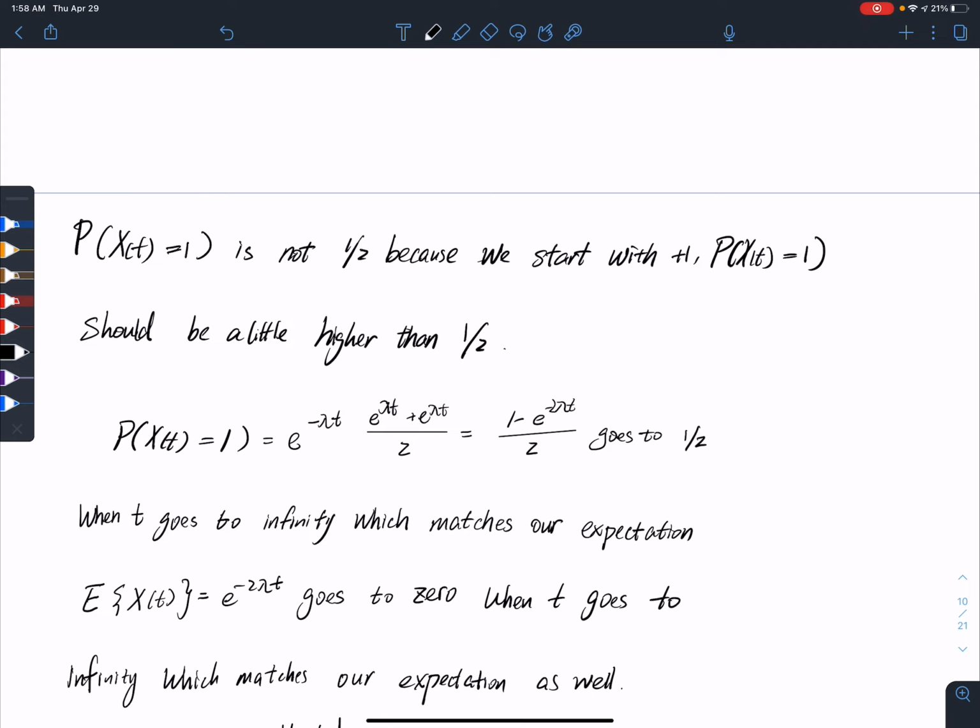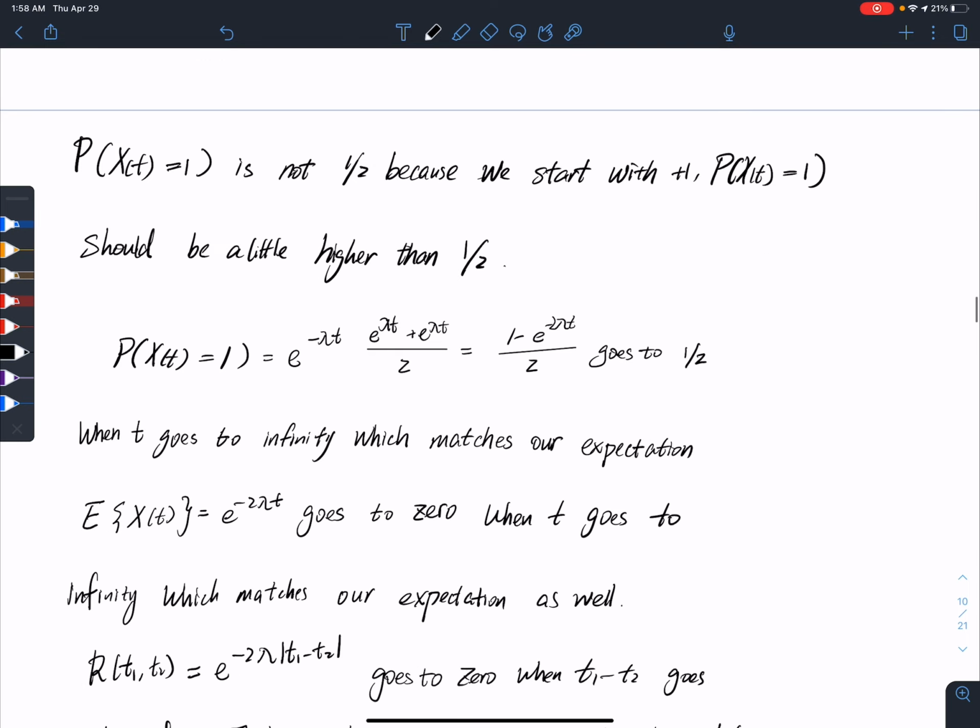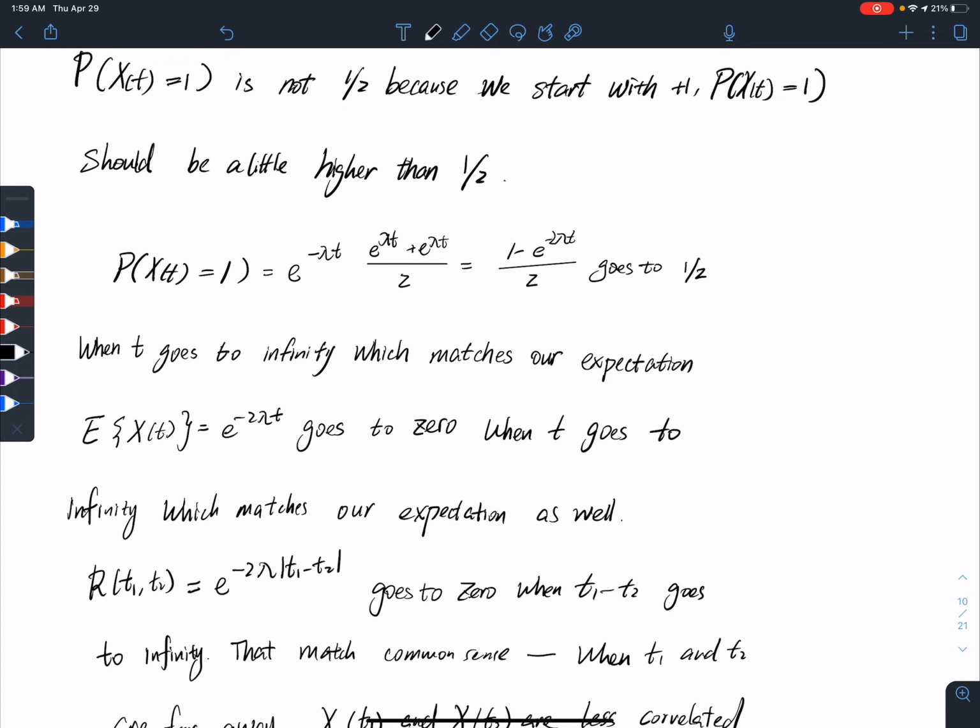The probability x(t) equal to 1 is not 1/2 because we start with positive 1. The probability of x(t) equal to 1 should be a little higher than 1/2. Probability x(t) equal to 1 equals e to the power negative lambda t times (e to the power lambda t plus e to the power negative lambda t) over 2.